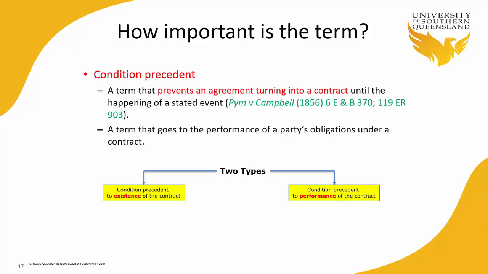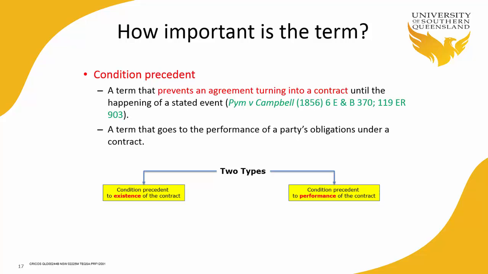Now there are also other classifications in terms of importance of the term, and some of these are given to us here. So we talked about conditions, and now we're going to specify more about condition precedent and condition subsequent. Let's start with condition precedent. So it says a term that prevents an agreement turning into a contract until the happening of a stated event. So for example, something like, unless I get finance for the pen that you want to sell me for $10, and unless I can get that money, we don't have a contract. So it's a condition precedent.